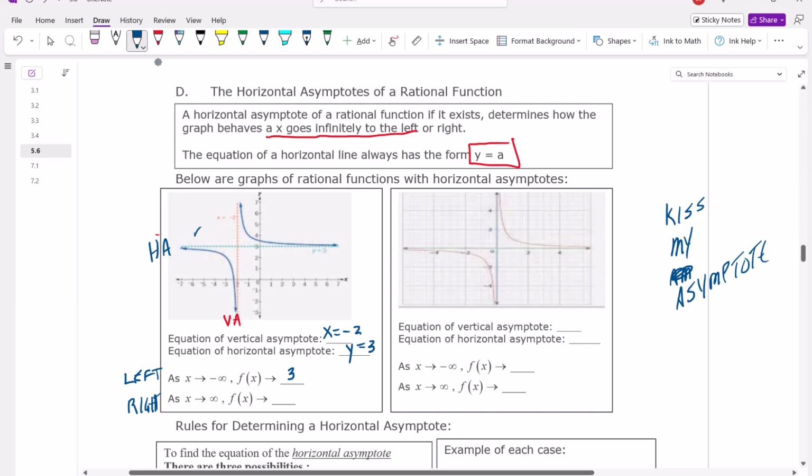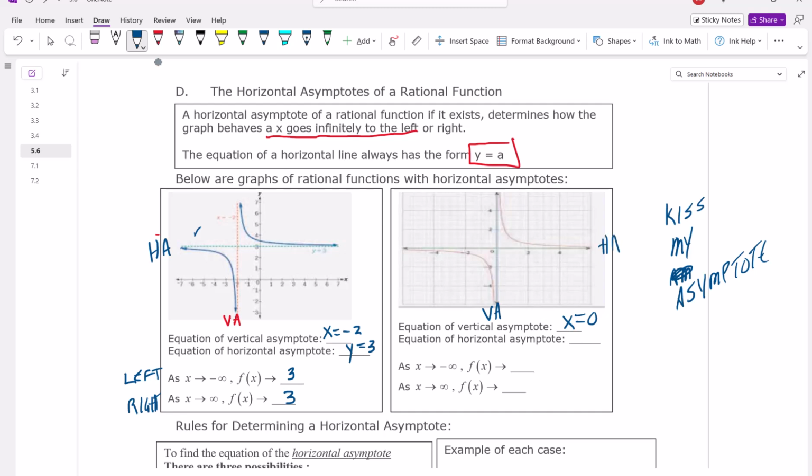So anyway, that would be 3. Okay, so that's how that goes. The next problem, the vertical asymptote is x equals 0, which is the y-axis. Horizontal asymptote looks like that is y equals 0.